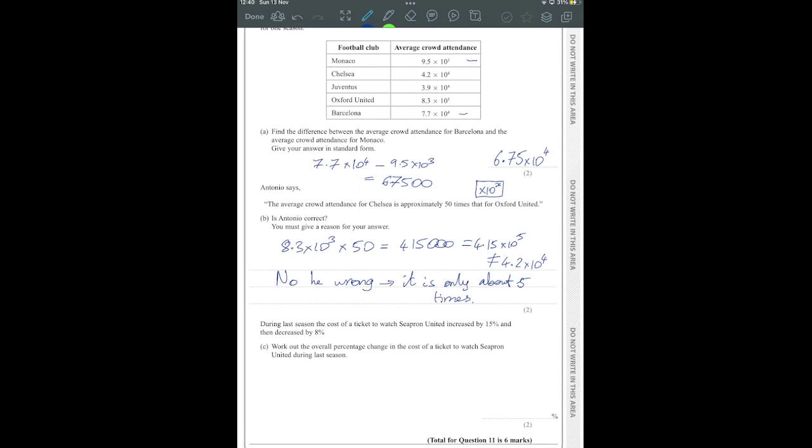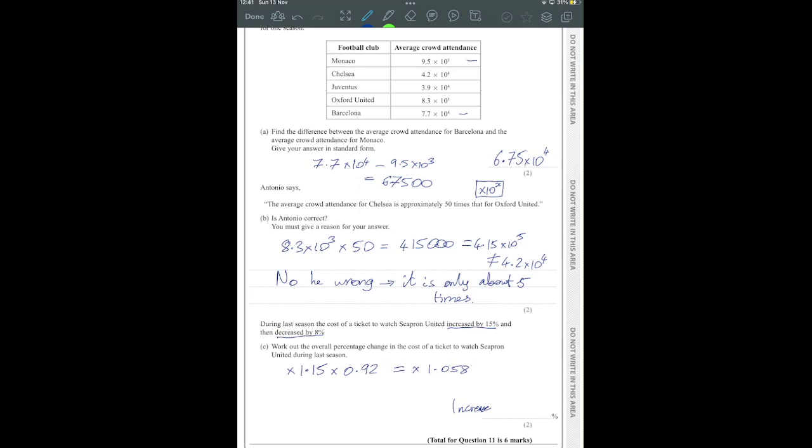During last season, the cost of tickets increased by 15%, then decreased by 18%. Now, instead of writing these as separate ones, they want us to write this as one change. Well, an increase by 15% is a multiplier of 1.15. A decrease is a multiplier of 0.92. And if I combine those together, then my multiplier comes out as 1.058.